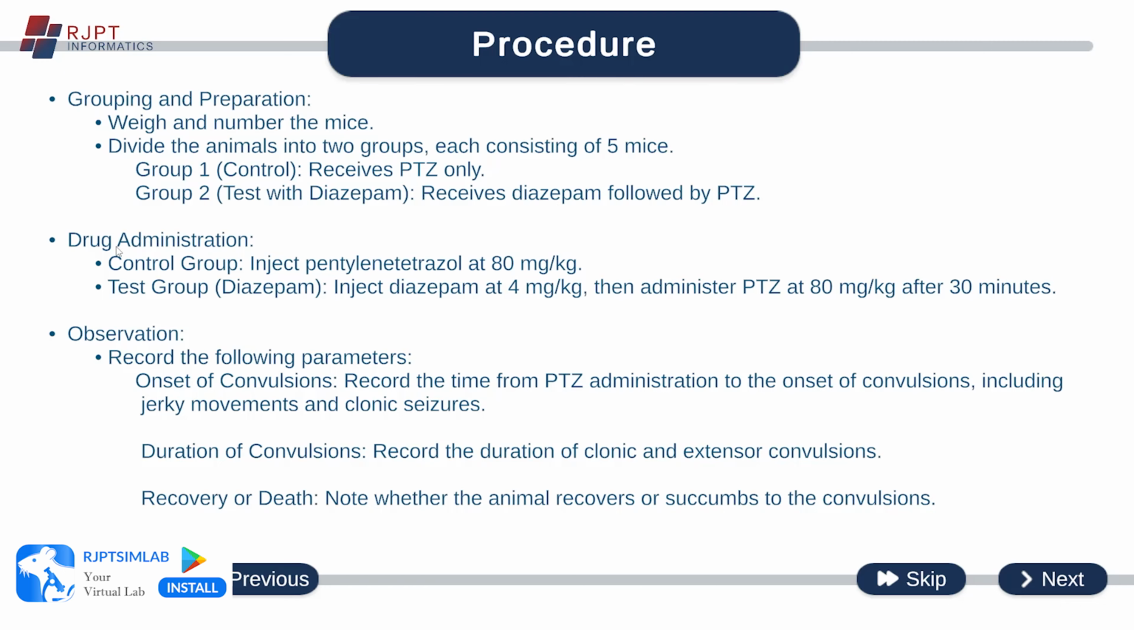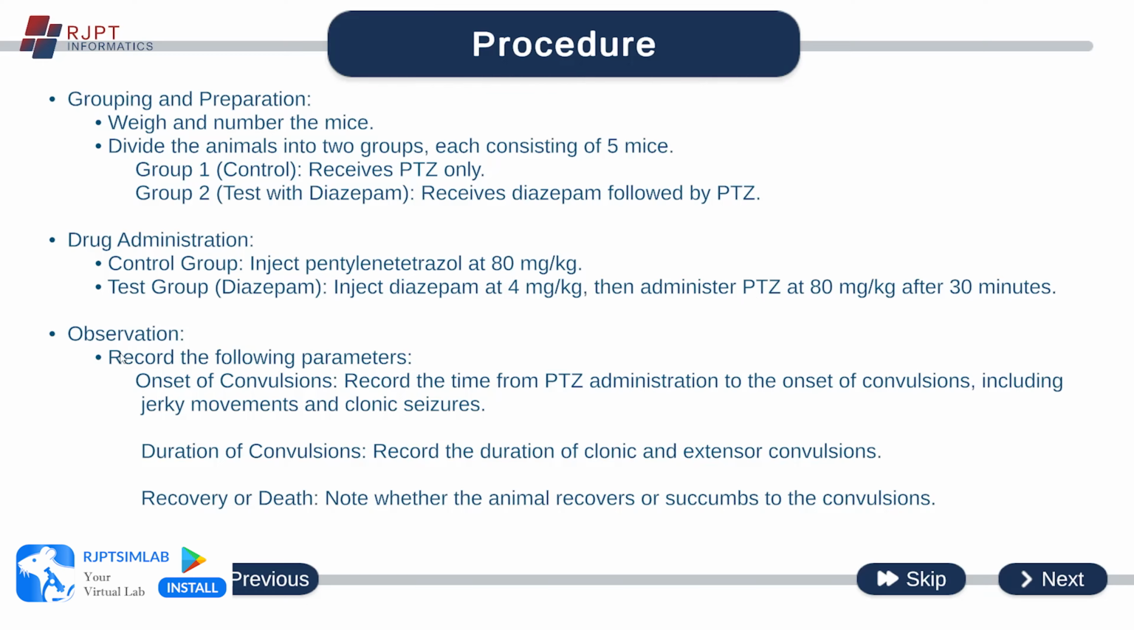The second step is drug administration. In the control group, we inject pentylenetetrazole at 80 milligram per kilogram. To the test group, we inject diazepam at 4 milligram per kilogram, then administer the PTZ at 80 milligram per kilogram after 30 minutes.